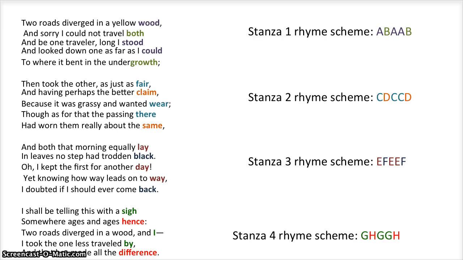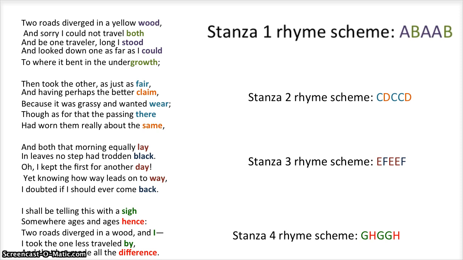Let's look at the poem stanza by stanza. What you'll notice is that each stanza is broken up in different colors. Stanza 1 stands for the rhyme scheme ABAAB. So you'll notice the ending words in the stanza are would, both, stood, could, growth. Think about that for a second. All the purple would, stood, and could rhymes, and both and growth rhymes with one another.